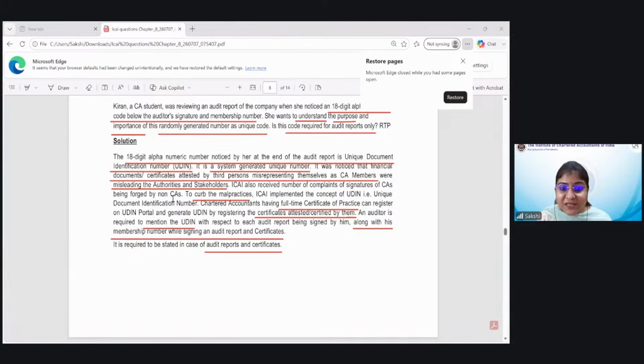So the auditor is required to mention UDIN with respect to each audit report signed by him along with the membership number. He will also write the membership number, because when you see this 18-digit alphanumeric code, in between it your membership number is there. In that, like your PAN number, the fourth alphabet tells your individuality, or what kind of a person you are.